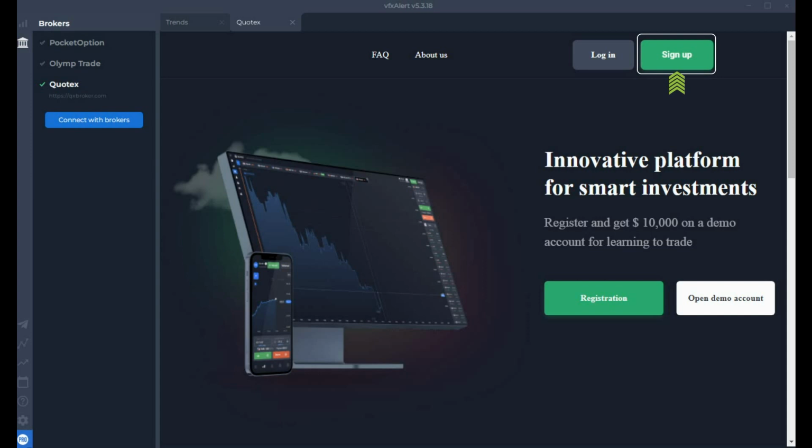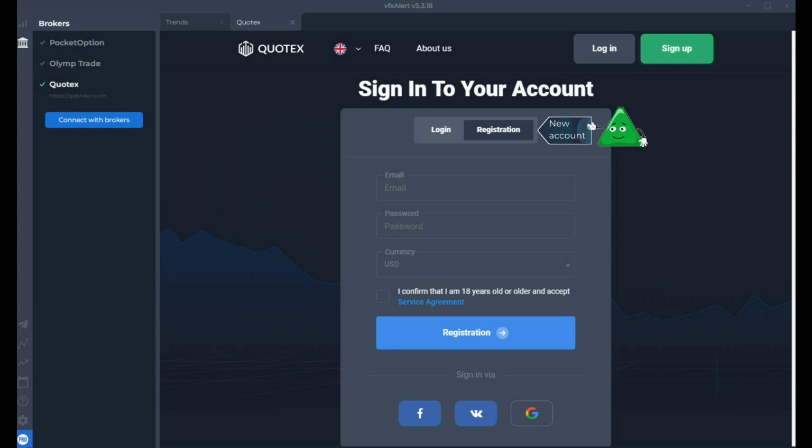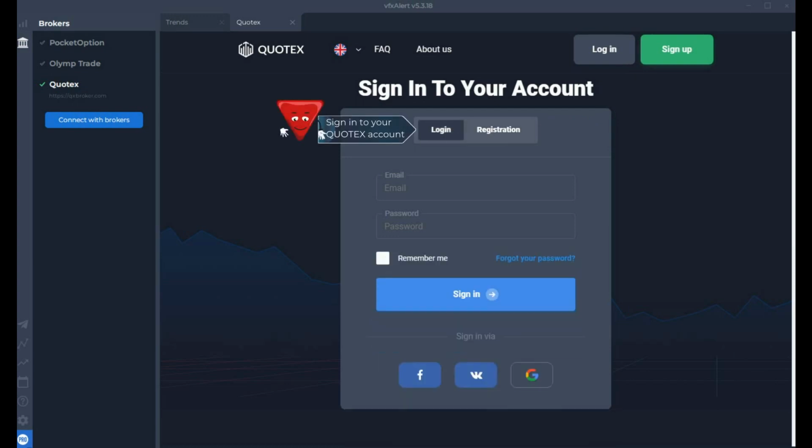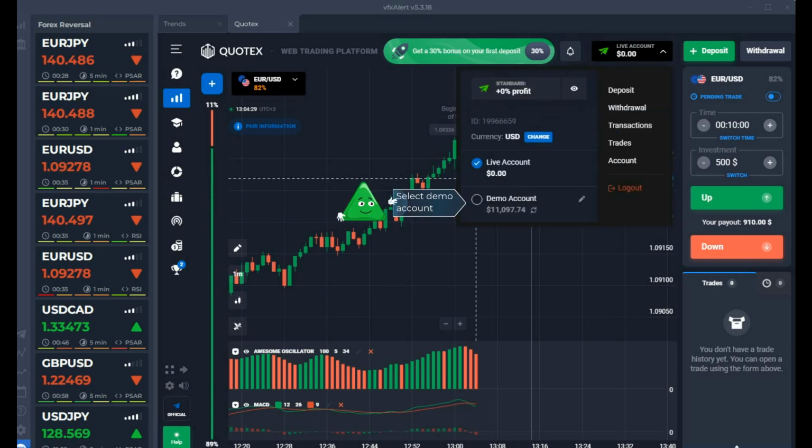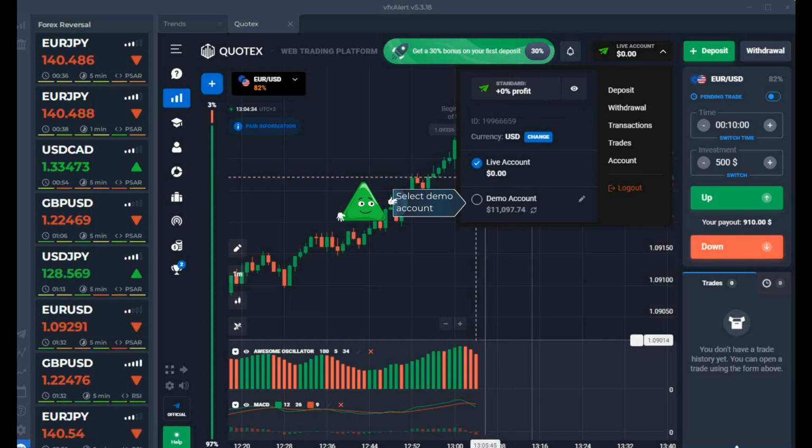Now you can register on the platform. To do this, enter email, password and select the account currency. If you already have an account, just enter your username and password. We will test the strategy on demo account. This is a must before trading with real money.